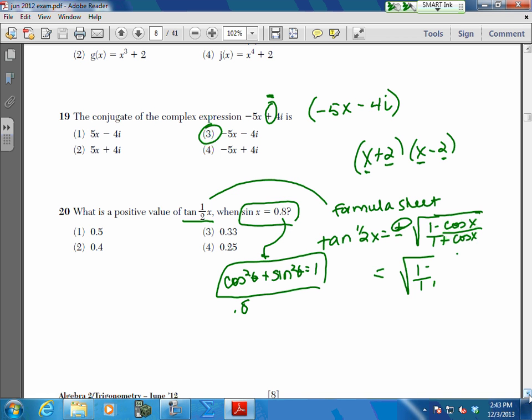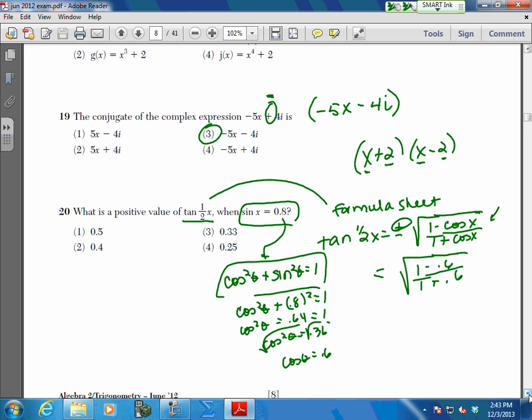So write this down so that you remember this one. We've got 0.8. Put it in the sine. We don't know what our cosine is. 0.8 squared plus cosine squared equals 1. And solve for this. Take the square root, and the cosine is 0.6. That's what you're going to put into here. So we're going to put in your 0.6, and we're going to put in your 0.6 down here.